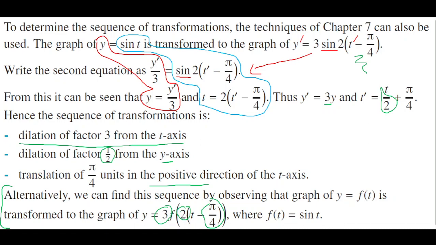over there by substituting sine by f, and that follows the same sequence.